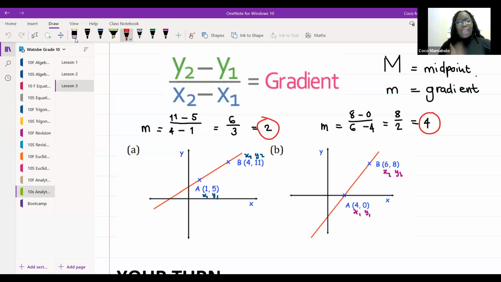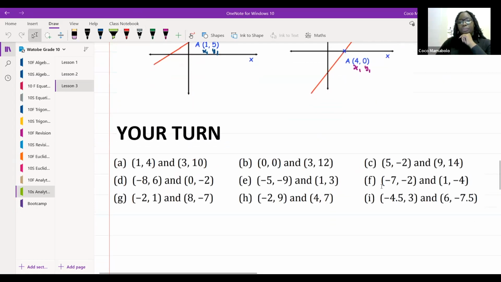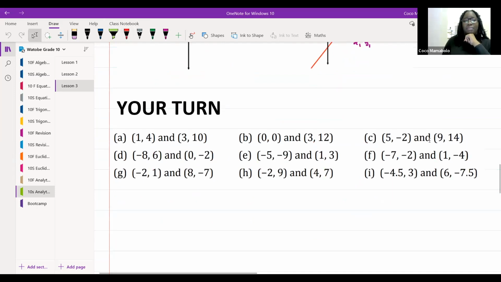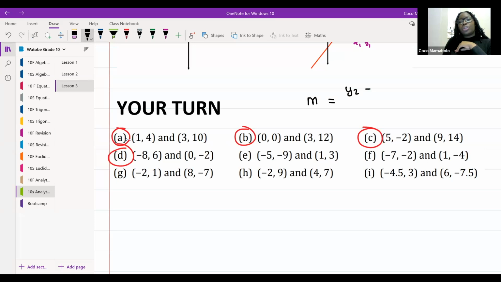Okay, excellent. I'm glad we're all on board. I'm going to give everybody 5 minutes, or maybe even less, because you guys are so excellent at this. I'm going to give you 5 minutes to do A, B, C, and D. Now, bear in mind, the formula says the gradient M is equal to Y2 minus Y1 over X2 minus X1.